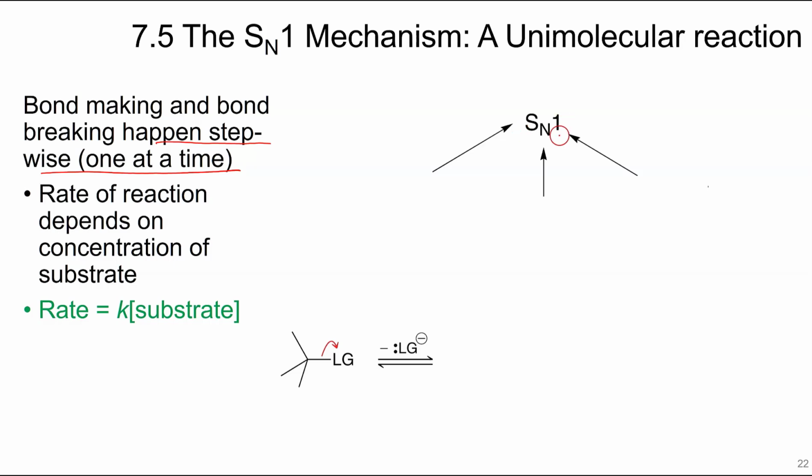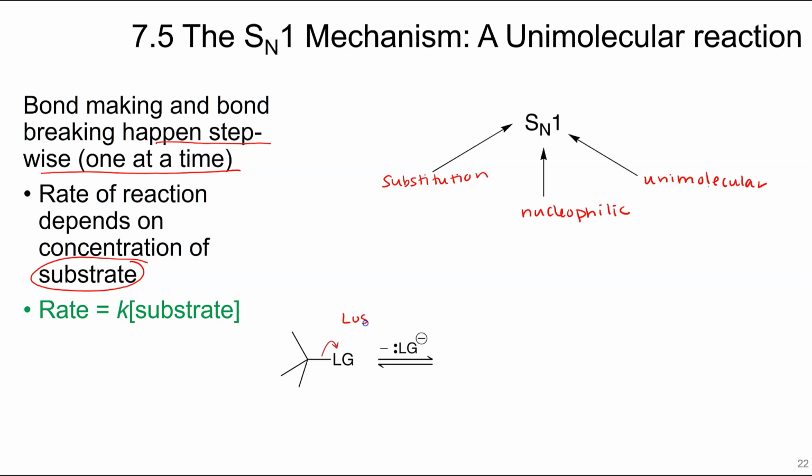So the S in SN1 stands for substitution, just like it did with SN2. The N also still stands for nucleophilic. The 1 stands for unimolecular. So again, the rate of the reaction depends on the concentration of the substrate only, which is why the unimolecular is there. The mechanism of the SN1 reaction involves first the leaving group leaving.